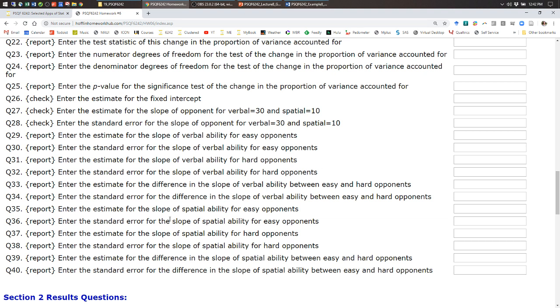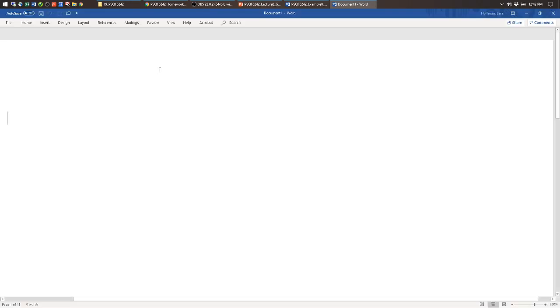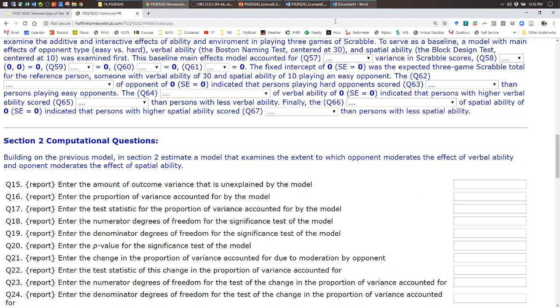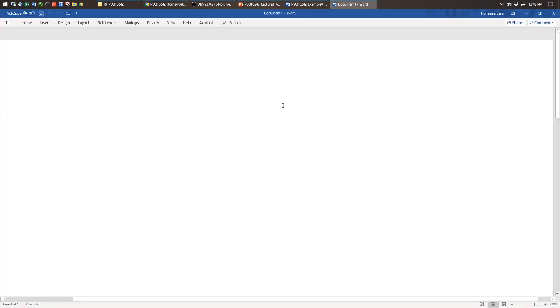Let me see here. Let me get one example here. The slope of verbal for hard, for instance. So would it help to go through one of these? Oh, yes. Okay. So let's get the model going here. I've got to remember my instructions. So section 1 is main effects, section 2 adds 2 interaction terms.